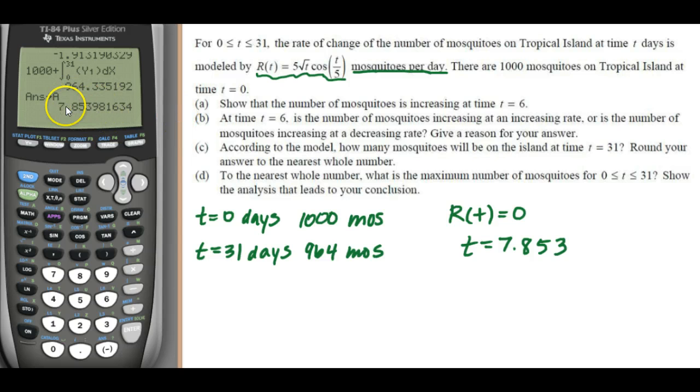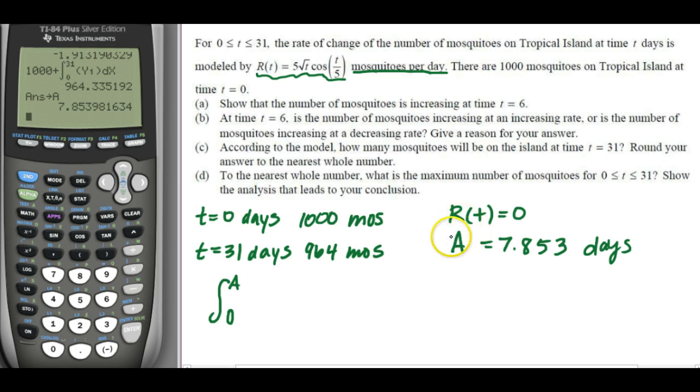So now I want to keep and hold that number. That answer is in terms of days. So potentially the maximum number of mosquitoes happens at 7.853 days. The only way we're going to know is to evaluate the integral from 0 to a. So instead of calling this t now, I have labeled it as a.